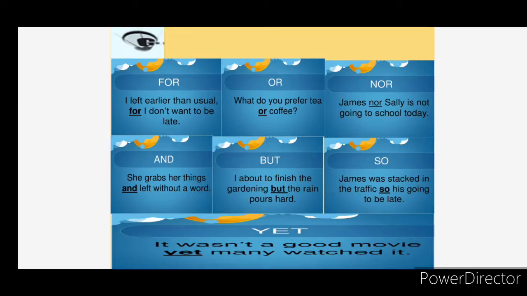Now, here you can see the usage of various conjunctions and how the sentences can be framed using these conjunctions or connectors, or you can also call them linking words. So all these are examples of coordinating conjunctions.